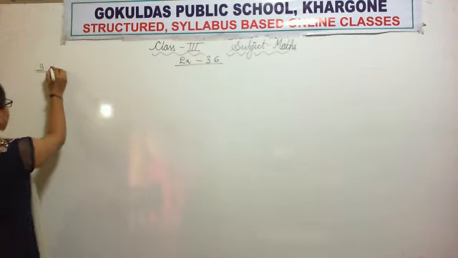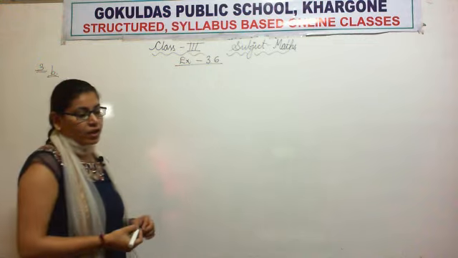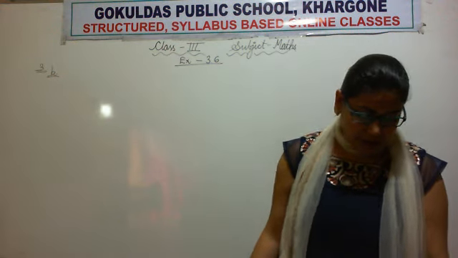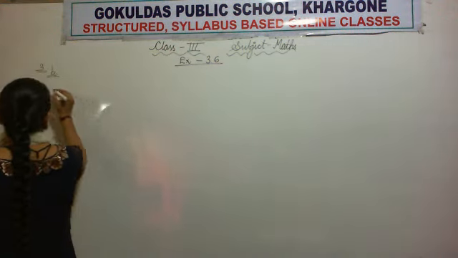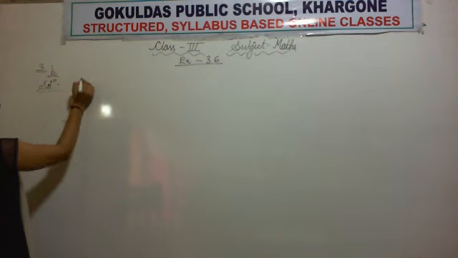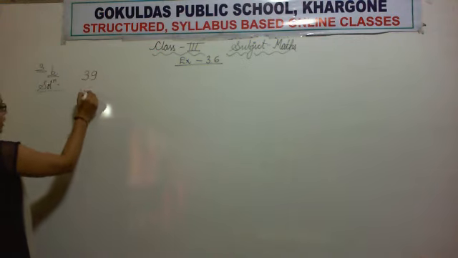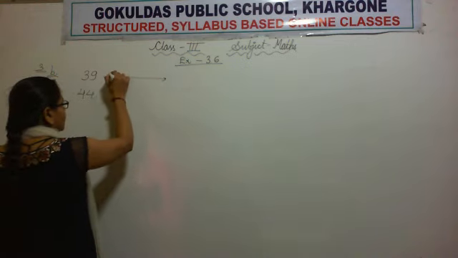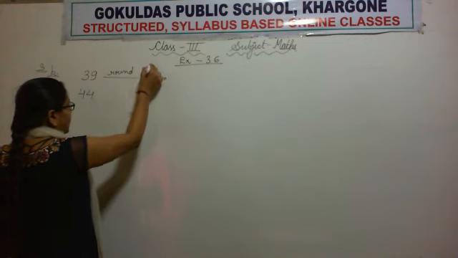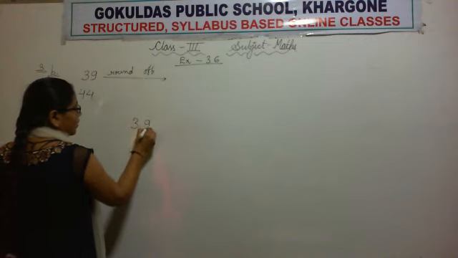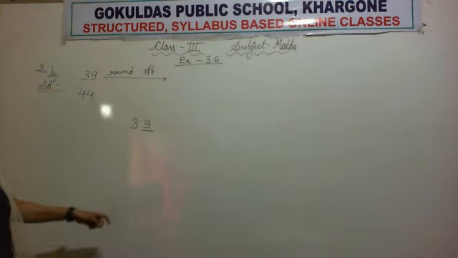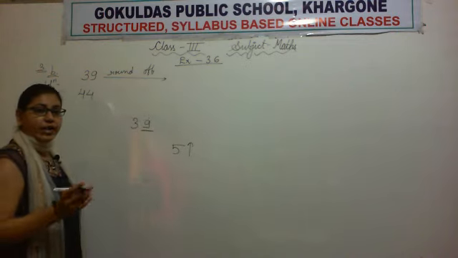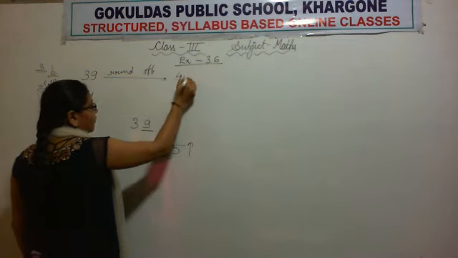So here we need to find out the estimated values too. For finding the estimated value, we need to round off the given numbers. What are the given numbers? 39 and 44. Let's round them off. First we round off 39. 39 has 9 at the one's place, which is greater than 5. It means we will round it up to 40.